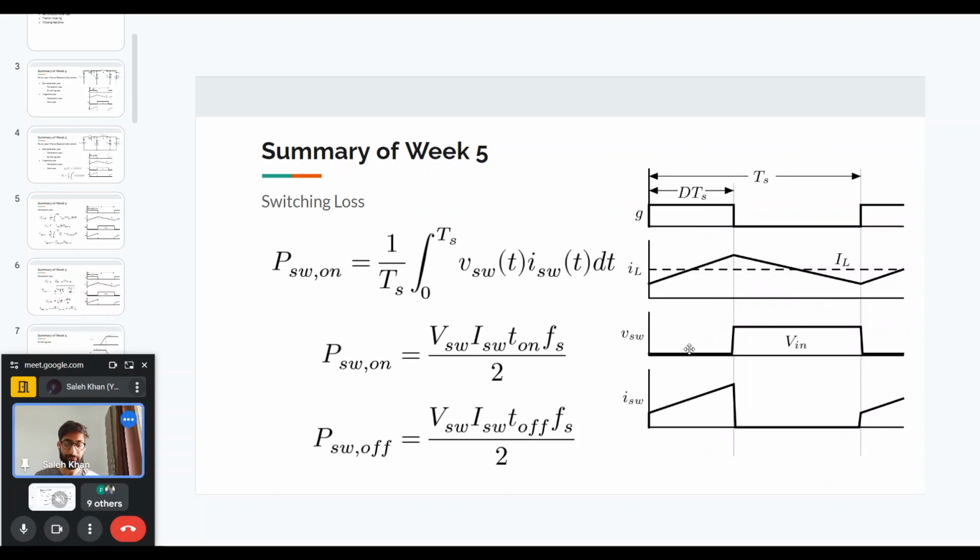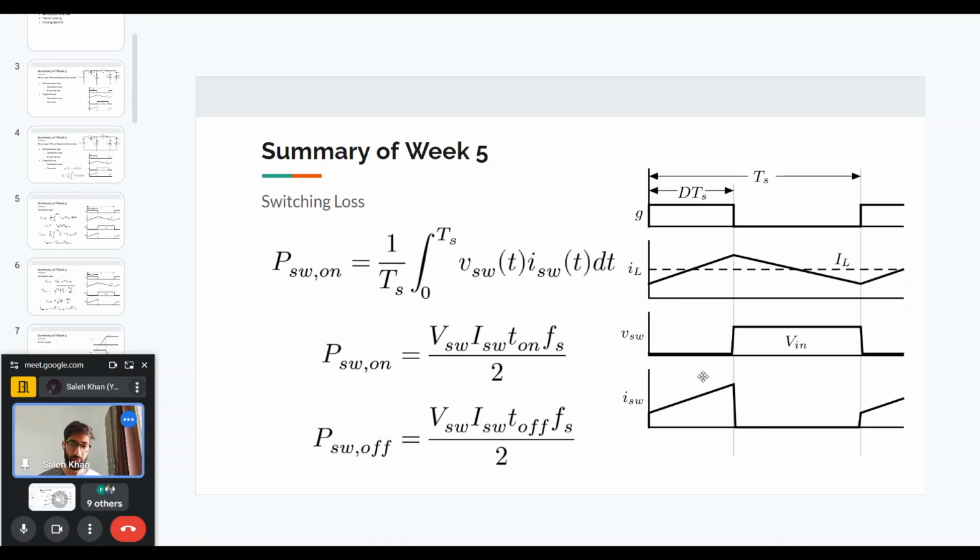So for example, in the buck converter, the V_SW for the MOSFET is the input voltage V_in, because whenever the MOSFET turns on and turns off, the voltage that it blocks is V_in. So for a buck converter, V_SW would be V_in. For a boost converter, it would be V_out. Now, similarly, I_SW also depends on the load current, as well as whether we are turning it on or turning it off.